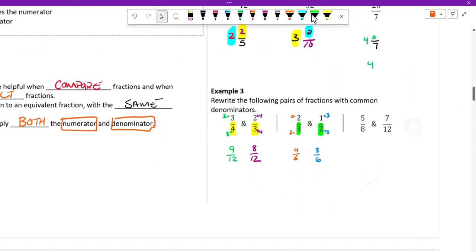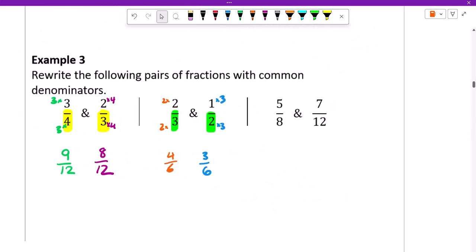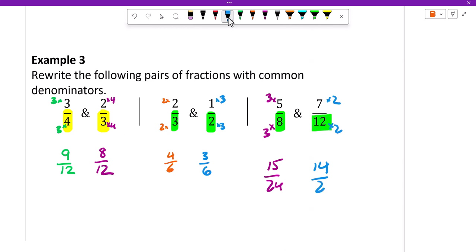Right? So if I want to turn 8 into 24, what do I need to multiply the top and bottom by? Sorry? 3, thank you. 8 times 3, I get 24. So I got 15 on the top, because 5 times 3 is 15. And if I want to turn the 12 into 24, what do I need to multiply that by? Thank you, 2. So then we get 14 over 24.